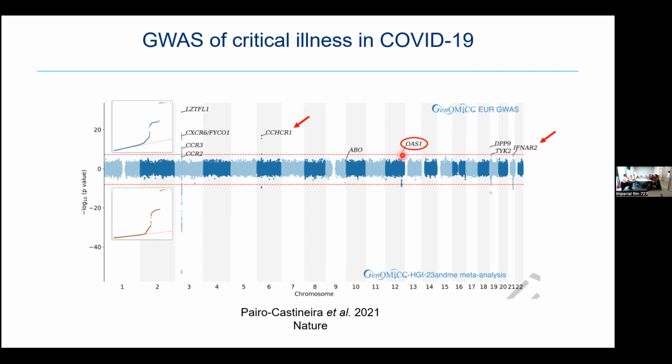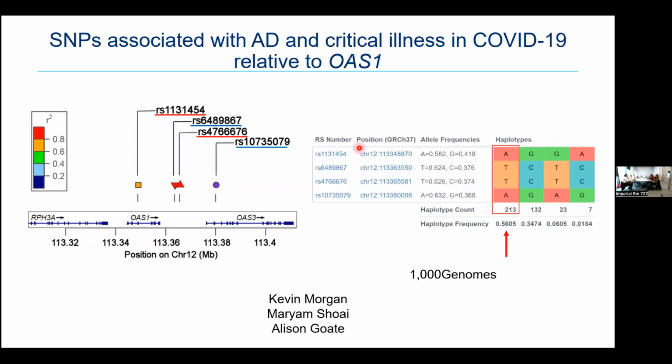So we became really interested in basically comparing and contrasting how cells respond to Alzheimer's pathology versus COVID pathology to see if what we learned from one disease could inform the other. And so what we did was we mapped our top SNPs associated with Alzheimer's, shown in red here, with the top SNPs that came from the COVID studies onto the OAS1 locus.